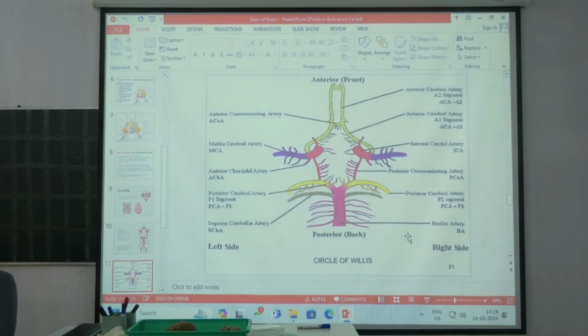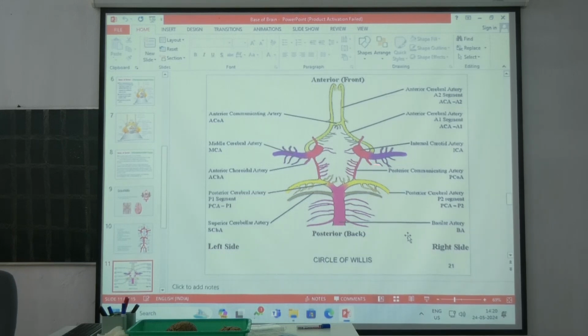See, practice a schematic diagram like this of the circle of Willis, very commonly given as a short note. Okay, circle of Willis. So this is the internal carotid artery giving two branches, anterior cerebral artery and middle cerebral artery. Okay, two anterior cerebral arteries are connected by the anterior communicating artery.